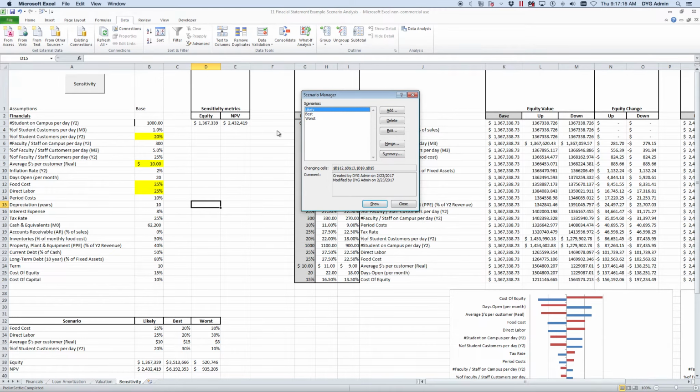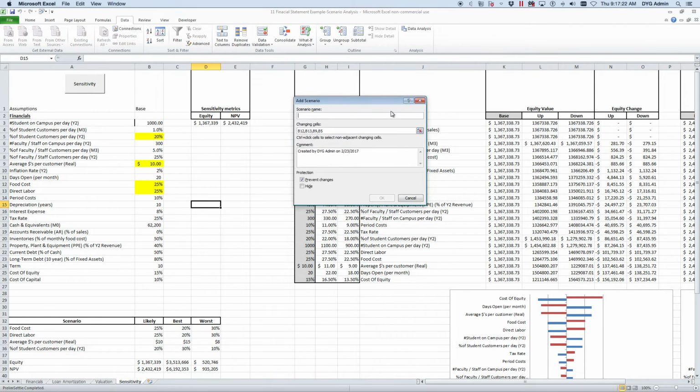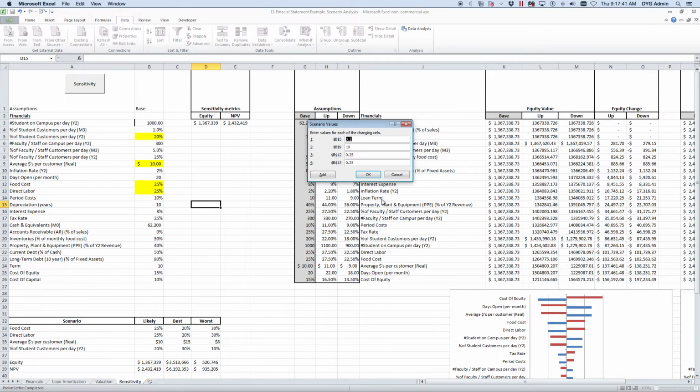And what it does, I'll make another one. We'll just call it XYZ. So we're going to add a scenario and we'll call it XYZ. And you're going to go in and tell it what cells you want to change. You see it says hold control, click for non-adjacent cells. So we're going to say, we want to change this cell, this cell, this cell, and this cell. You say okay.